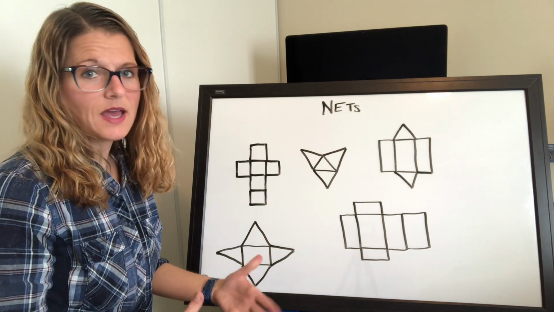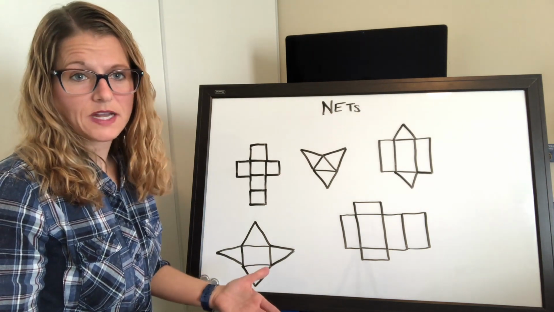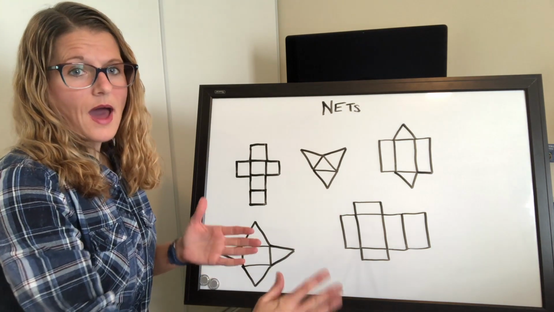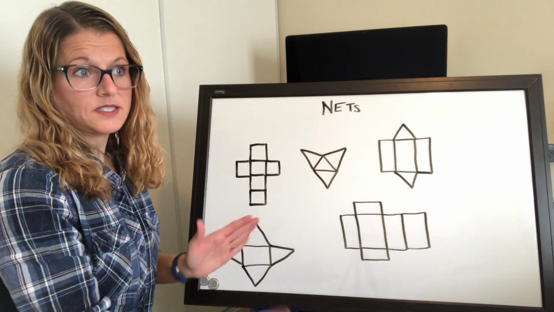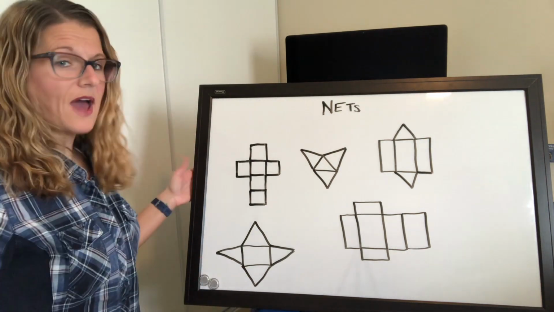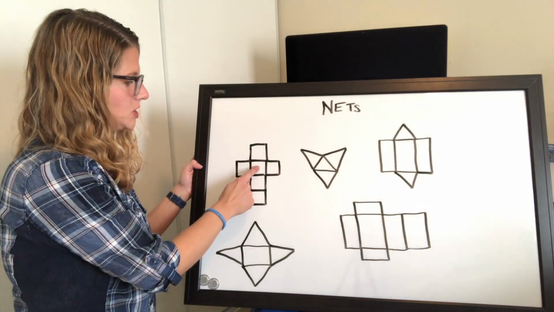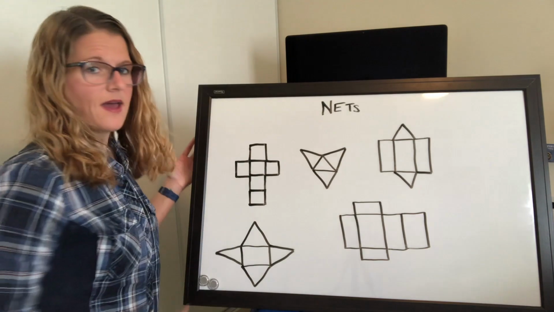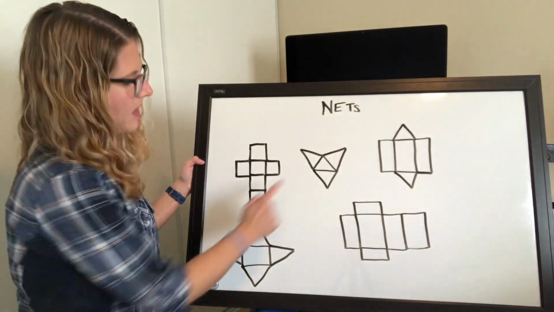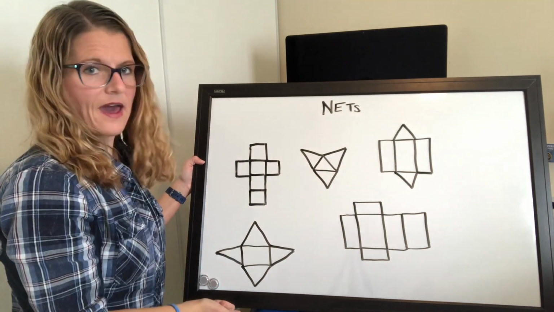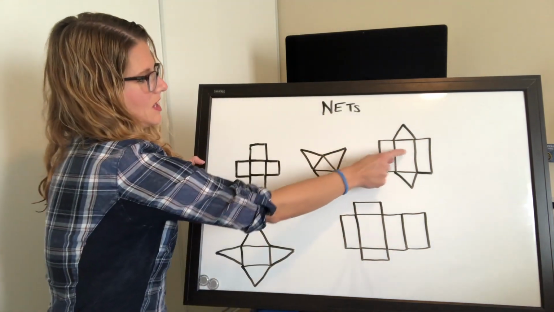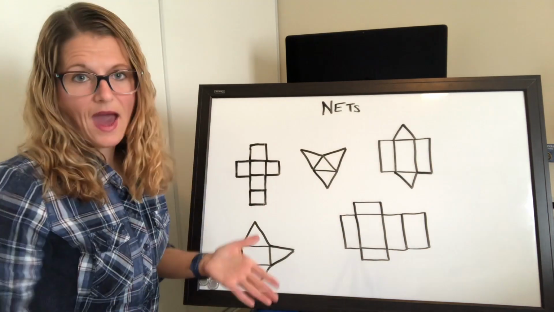And it helps us be able to calculate the surface area. Now the surface area is the total amount of space that each surface covers. So you would have to calculate the area of each one of these faces and then add them together.